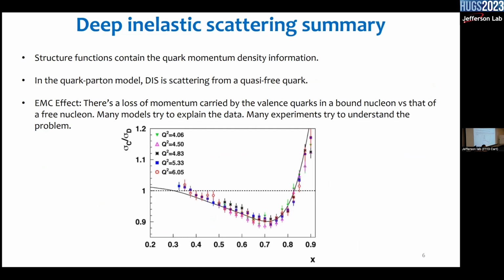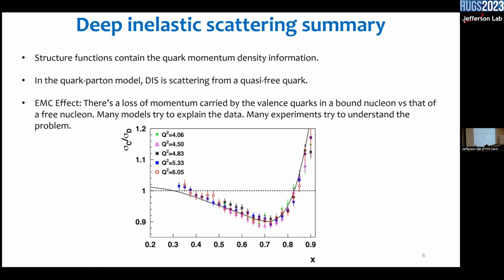Okay, and then the deep inelastic scattering summary. We can describe deep inelastic scattering using structure functions, which contain the quark momentum density type information. And we look at this in the context of the quark parton model.